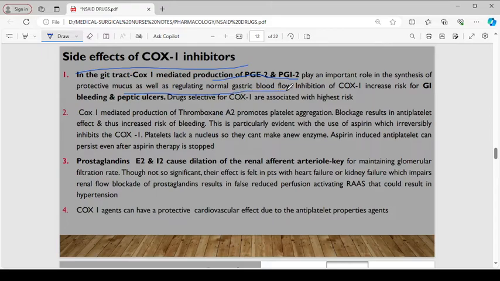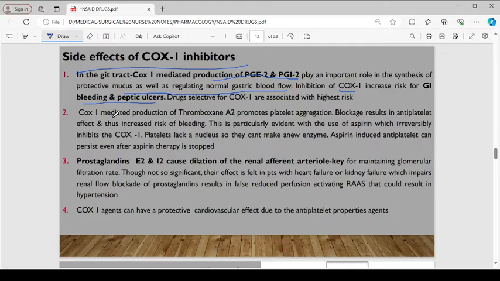So if you inhibit this process by use of the COX-1, it's going to increase the risk of GI bleeding and also development of peptic ulcers, right? And remember, COX-1 are more associated with this problem.